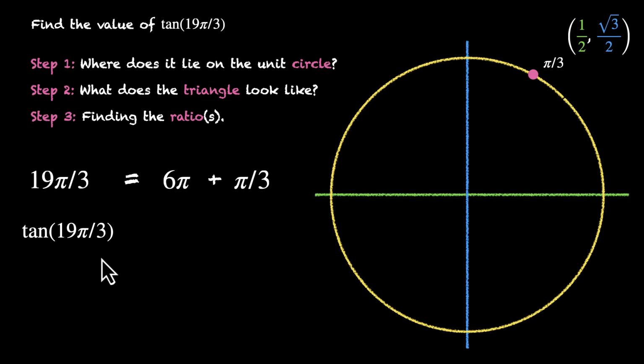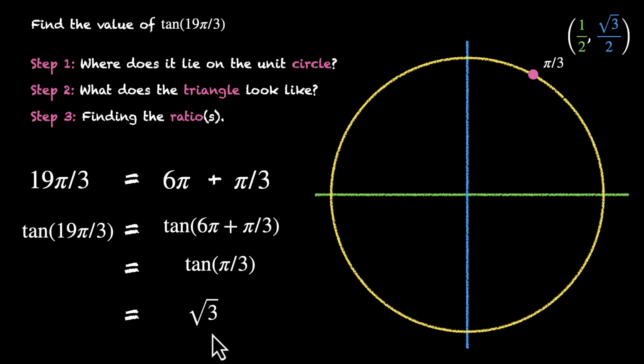So tan 19 pi by 3 is the same as tan 6 pi plus pi by 3 is the same as tan pi by 3, which is the same as root 3. Tan pi by 3 is root 3 by 1. That's root 3. All right, let's solve one last problem. Find the value of tan 17 pi by 6. Pause the video, try this on your own.